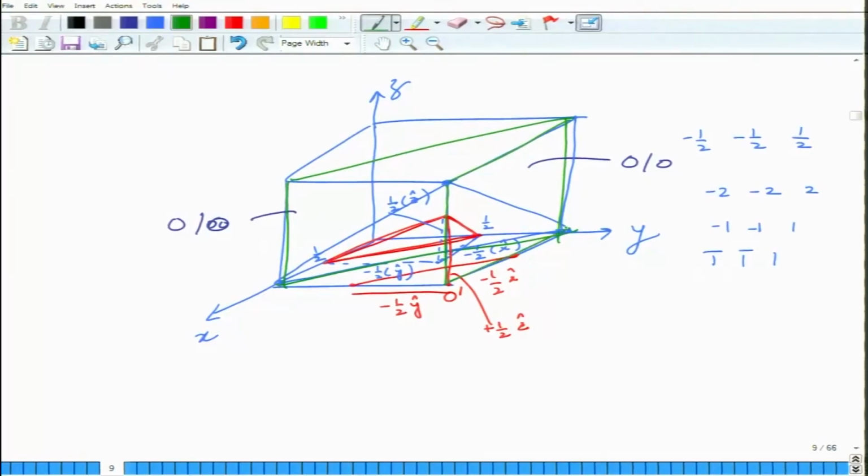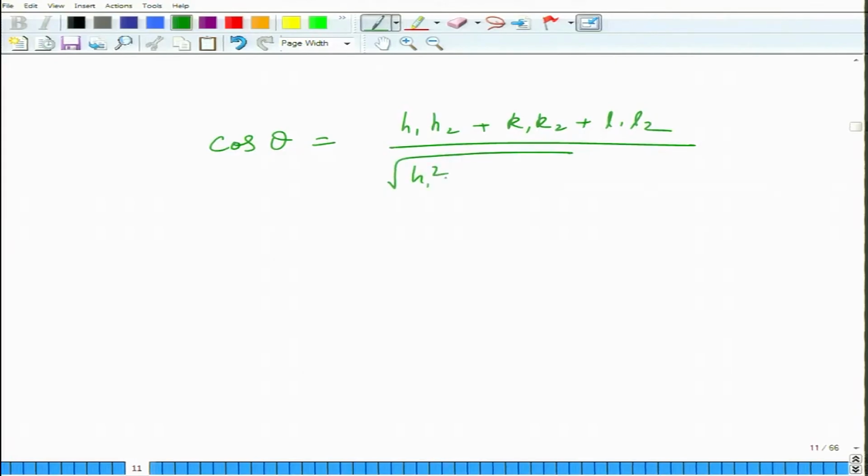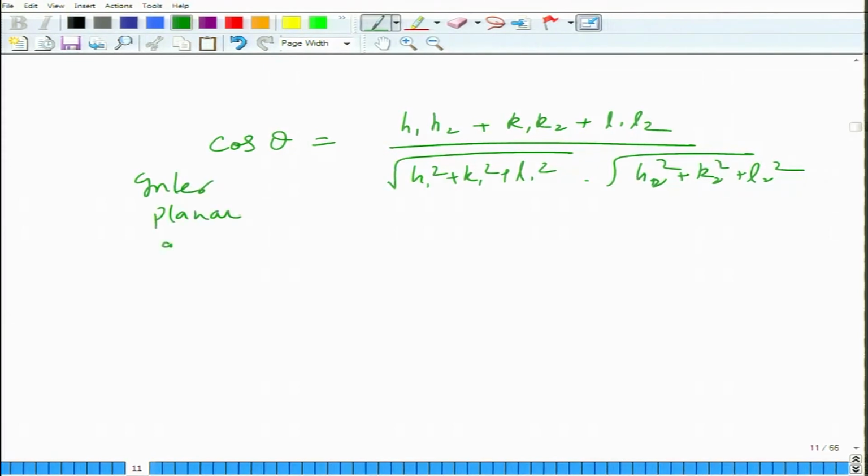If I want to calculate the angle between the two of them, the angle is given as cos theta equal to h1 h2 plus k1 k2 plus l1 l2 divided by the square root of h1 square plus k1 square plus l1 square into h2 square plus k2 square plus l2 square. This is called the interplanar angle. These are only for cubic systems, by the way. For tetragonal and orthorhombic systems the relations are different.